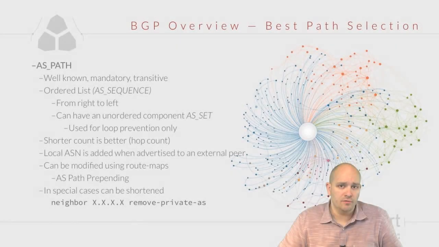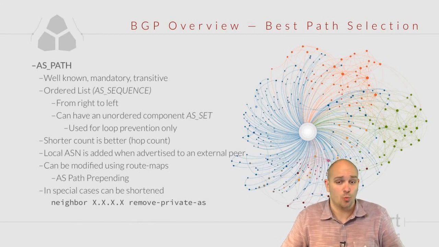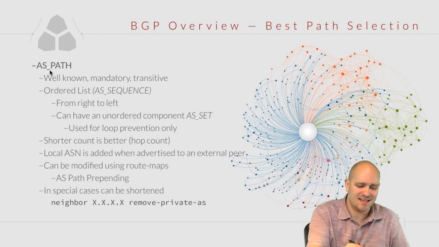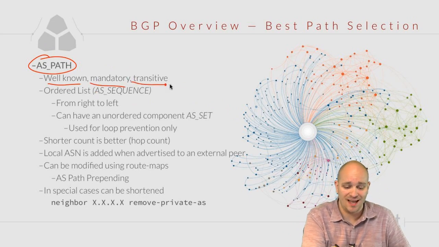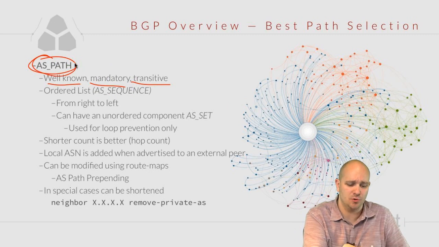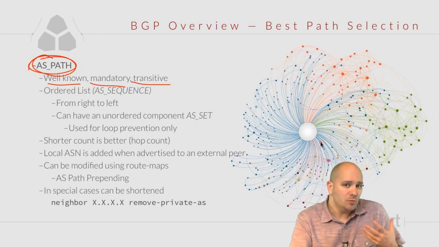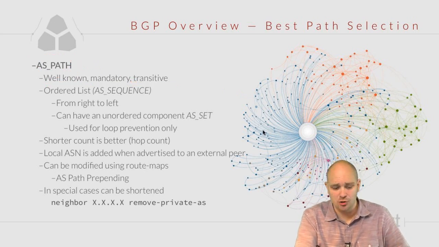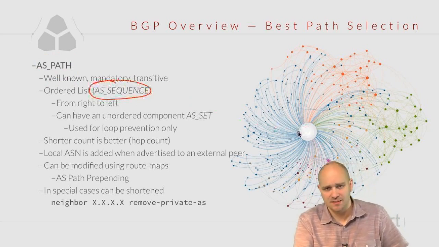One of the attributes that can be used to influence the decision made by another autonomous system as to where to send the traffic, or in other words, which routes to prefer, is the AS path attribute. AS path is a well-known, mandatory, and transitive attribute, but in fact, this AS path attribute may consist of several components. What we usually call the AS path is actually a component of the AS path called the AS sequence.